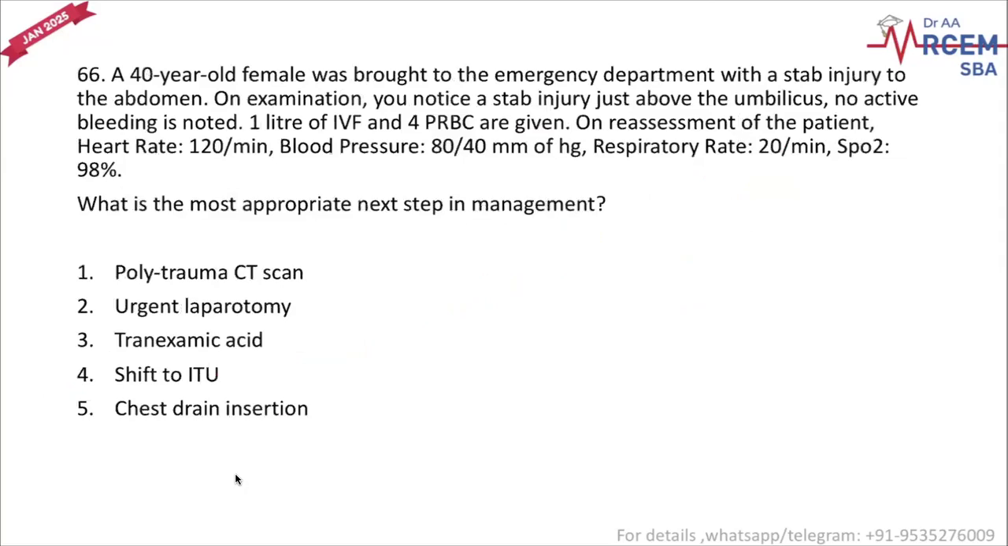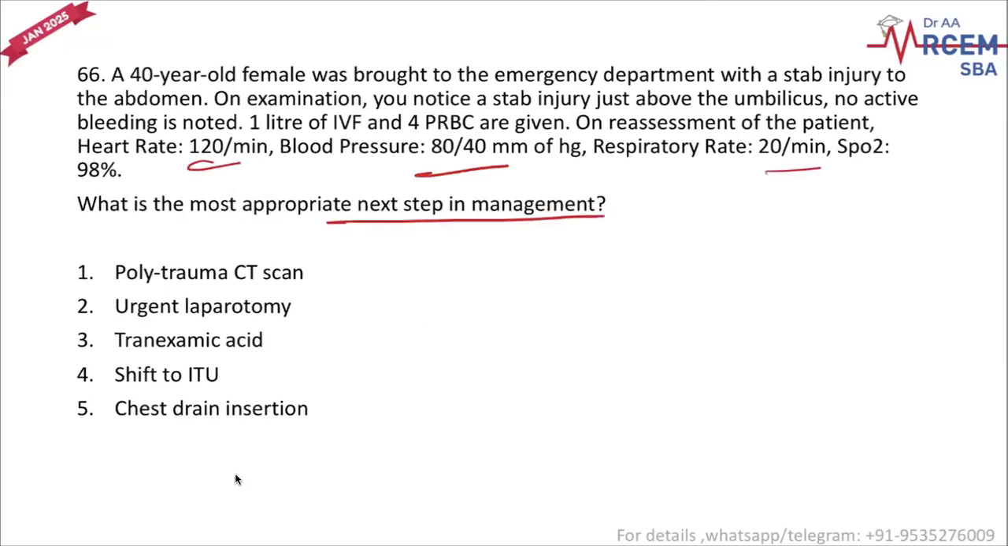A 40 years old female was brought to the ED with a stab injury to the abdomen. On examination, noticed a stab just below the umbilicus. No active bleeding is noted. 1 liter of fluids and PRBCs were given. On assessment, the patient has some amount of tachycardia, hypotension, tachypnea. What is the most appropriate next step in the management?